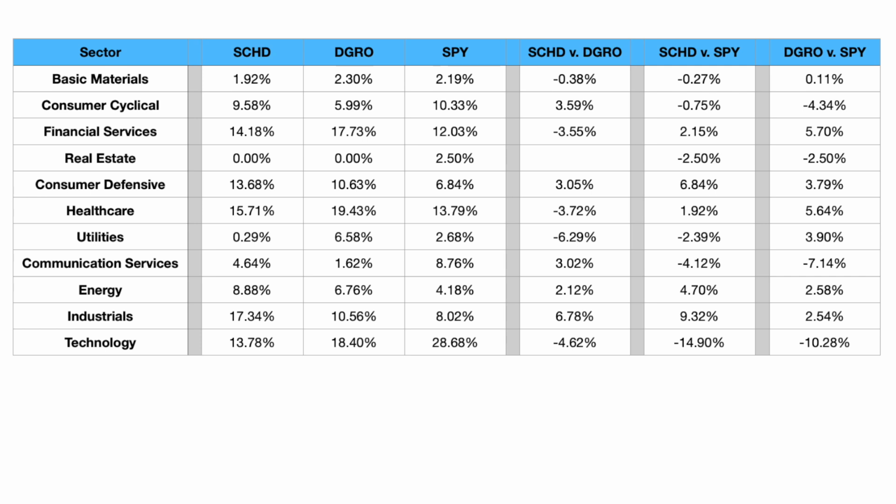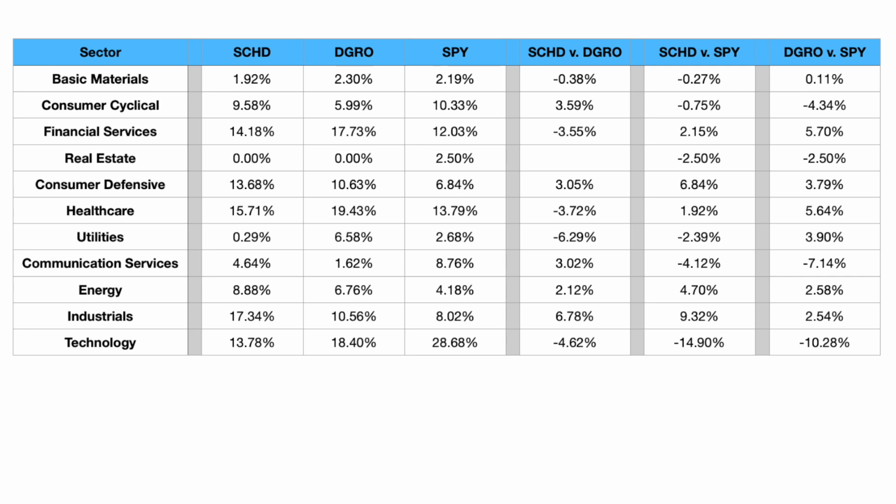DGRO, on the other hand, has a higher allocation compared to SCHD in utilities by 6.29%, technology by 4.62%, healthcare by 3.72%, and financial services by 3.55%. The other minor differences are in energy exposure, where SCHD has a 2.12% higher allocation, and basic materials, where DGRO has the higher allocation by 0.38%. Neither fund has any exposure to REITs, as both underlying indices remove all REITs from the investable universe of stocks.